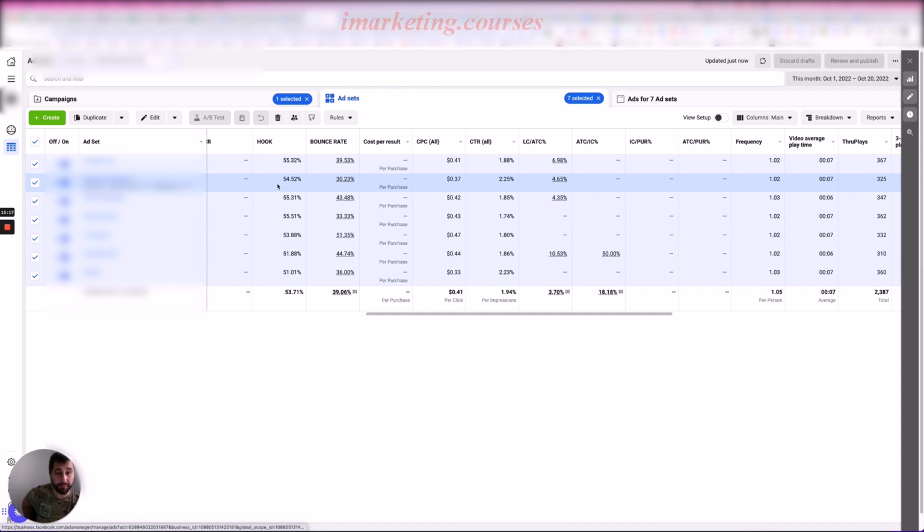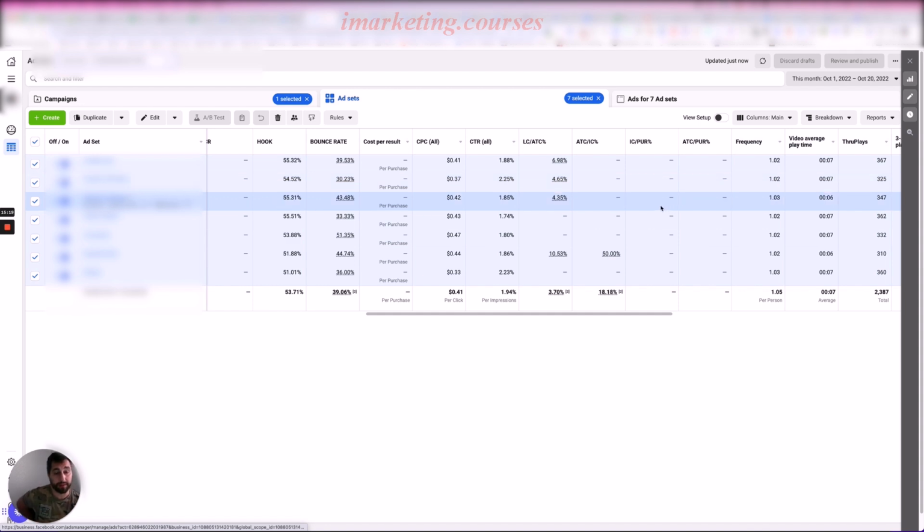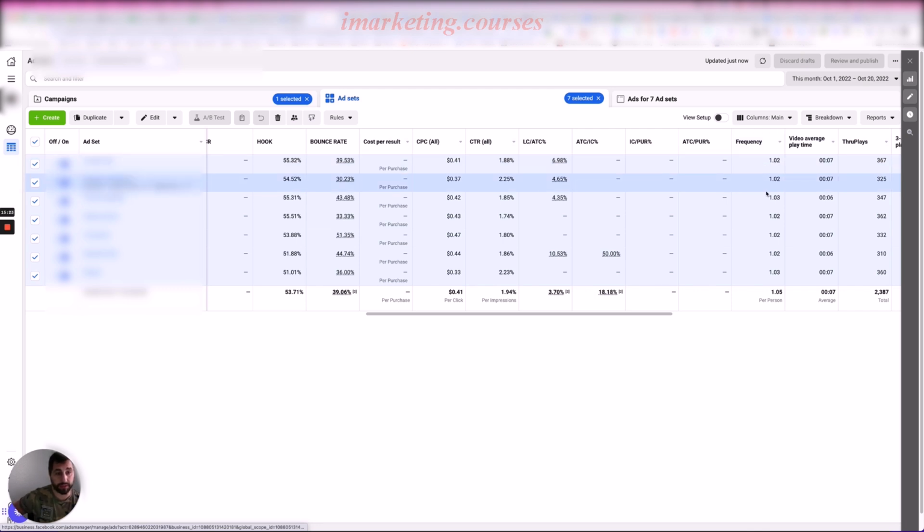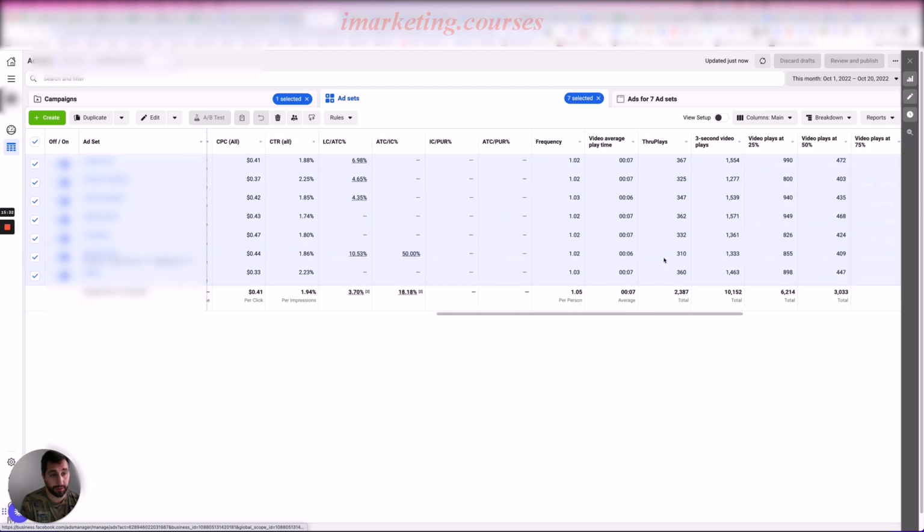It's hooking people, it's doing its job on the front end. So what we want to look at is our frequency. Maybe we're not excluding top of funnel completely, but this frequency right now is very good. It's at 1.05, which is basically totally cold.